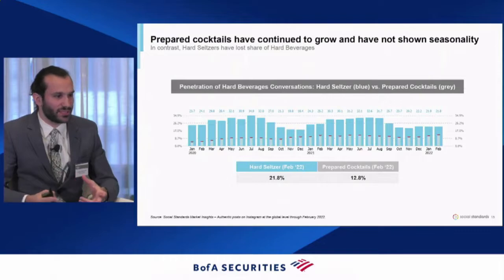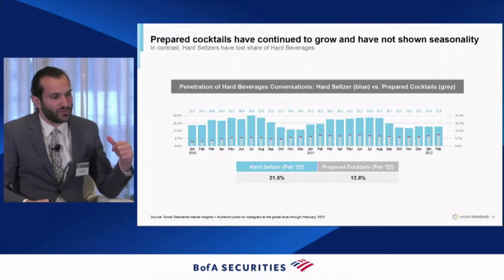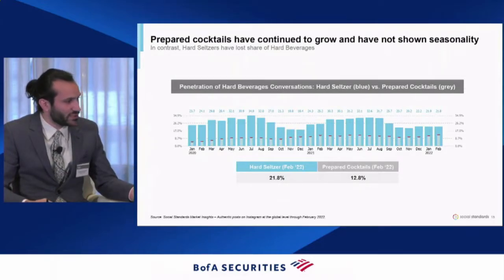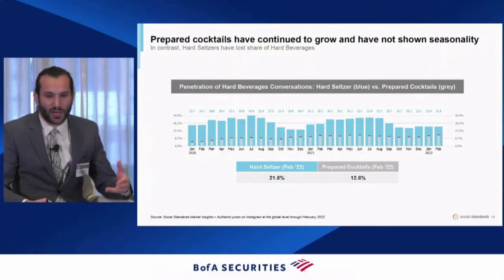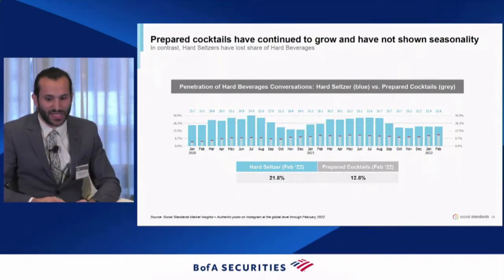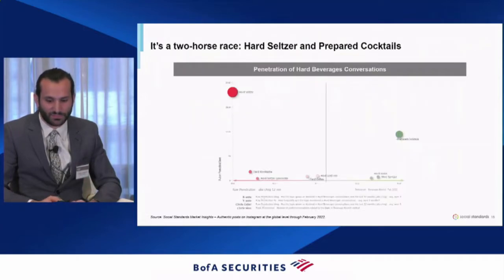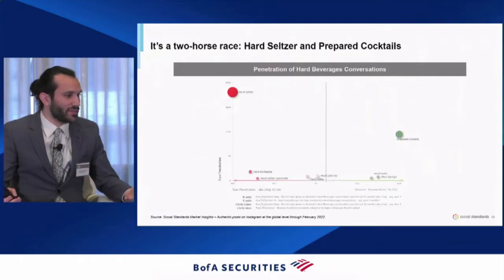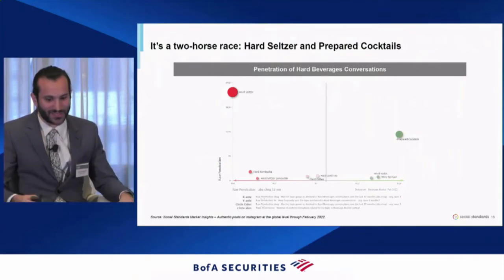And now as we sit in the current month, we have about 21% of the conversations in hard beverages are about hard seltzer, and then about 13% are prepared cocktails. So slowly closing the gap, somewhere around 60% the size, and that seems to have been changing a bit over time. And so ultimately, I think it comes down to this being like a two-horse race. It's down to hard seltzers, prepared cocktails.